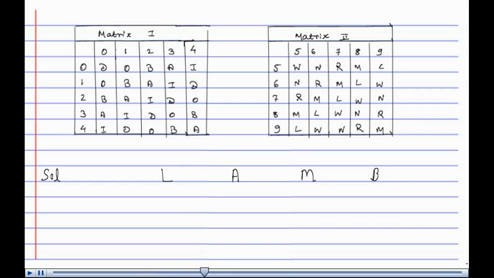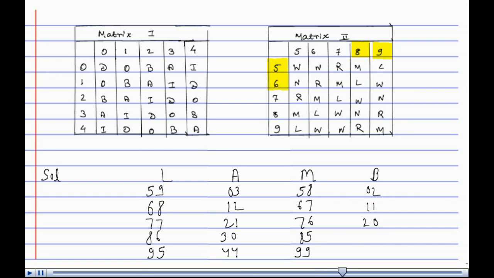Solution. Now we have to find the code for LAMB. From matrix 2, L can be coded as 59, 68, 77, 86 or 95. Similarly, from matrix 1, A can be coded as 03, 12, 21, 30 or 44. From matrix 2, M can be coded as 58, 67, 76, 85 or 99, and from matrix 1, B can be coded as 02, 11, 20, 34 or 43.